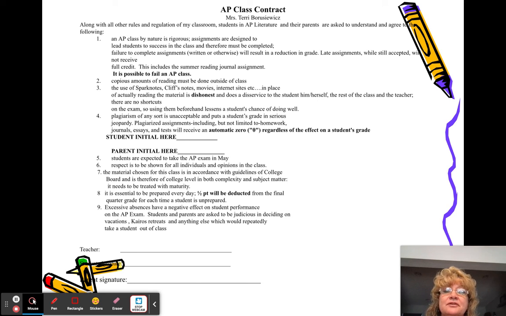The nature of the beast, copious amounts of reading must be done outside of class. I encourage the students to understand that using Spark Notes and Cliff Notes and movies and internet sites is never good because there are no shortcuts on the exam.